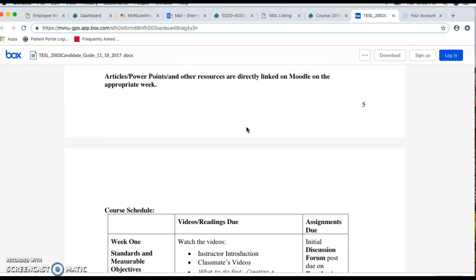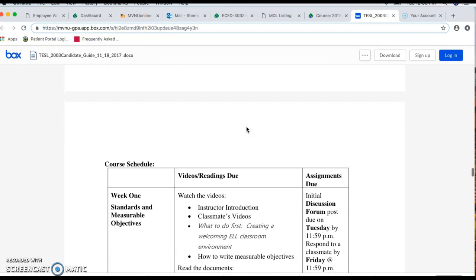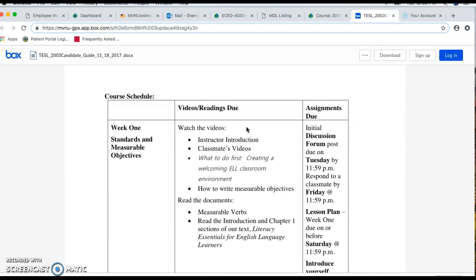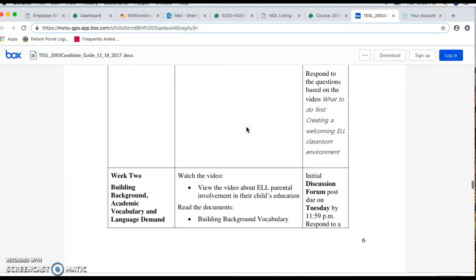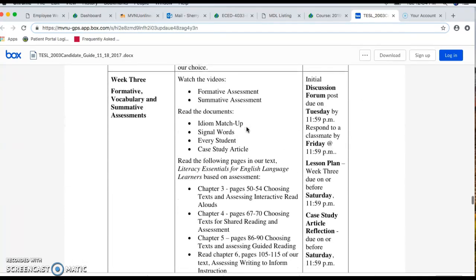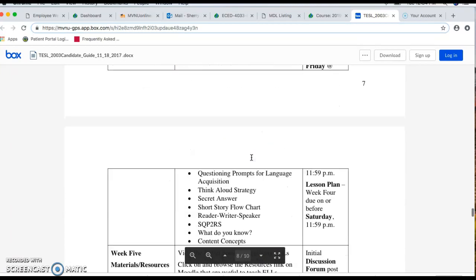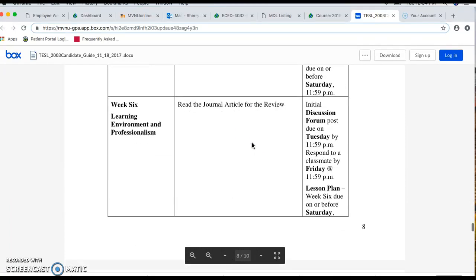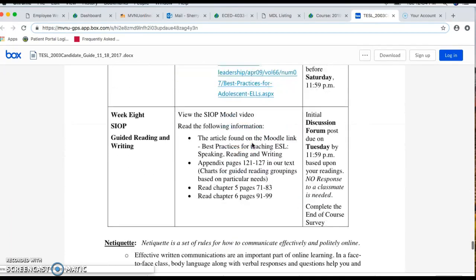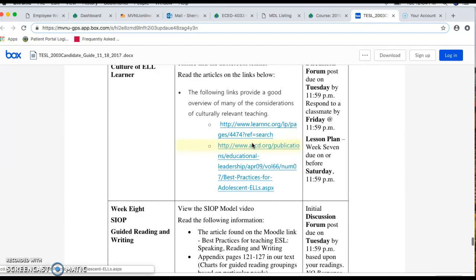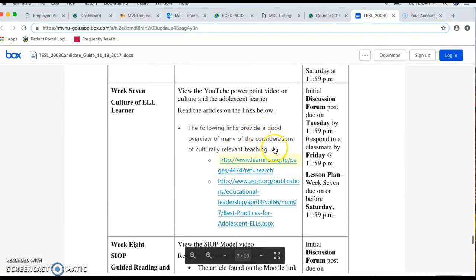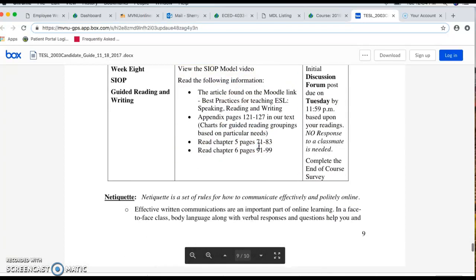And any of the articles or PowerPoints are directly linked on Moodle for the appropriate week. Here you'll notice I have all the course schedule for each week, what you have to do, what your assignments are, what your readings are, and what you're turning in. All of this information you will also find under the Assignments at a Glance section at the top of Moodle. Now, notice here when it's asking you to view these links, you'll use those for the assignments. Those are right there for you.